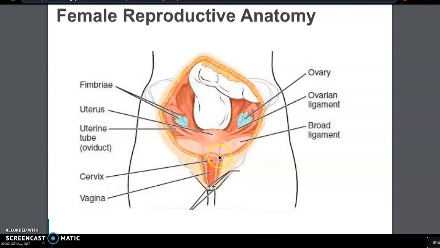Here's the anterior view. As you can see, the uterus is a pear shape, and the cervix here is more of a circular shape. And in between that, we have the broad ligament, which plays a huge role in pregnancy. It actually contains several other ligaments. However, the general area is just the broad ligament.